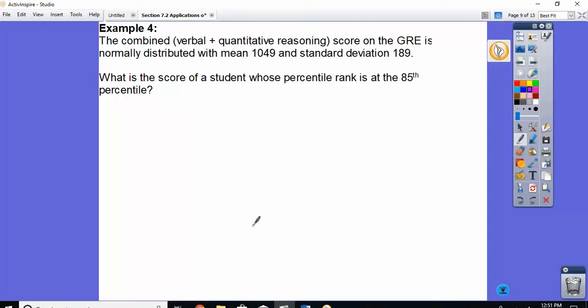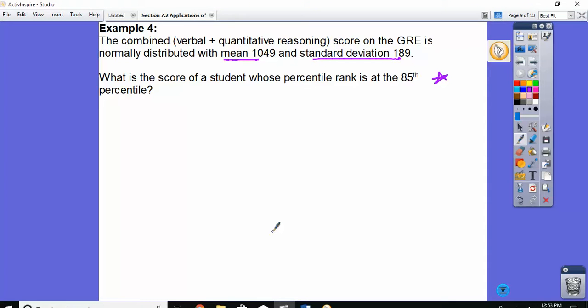All right, let's look at this example. The combined verbal and quantitative reasoning score on the GRE is normally distributed with a mean 1,049 and a standard deviation of 189. What is the score of a student whose percentile rank is at the 85th percentile? Okay, this is different. I'll give you a second to jot down your mean, standard deviation, and then your question. I gave you the percentile.